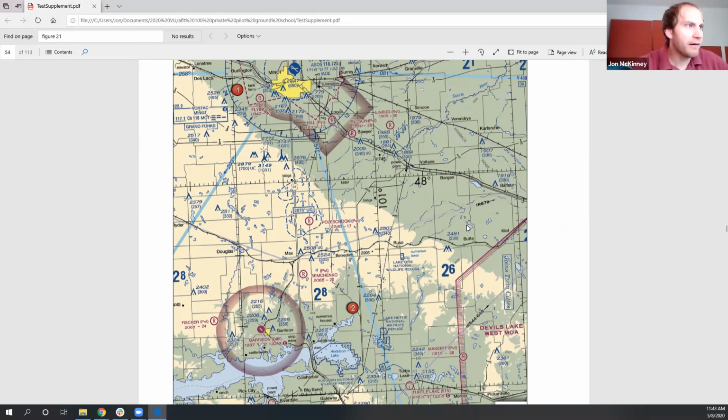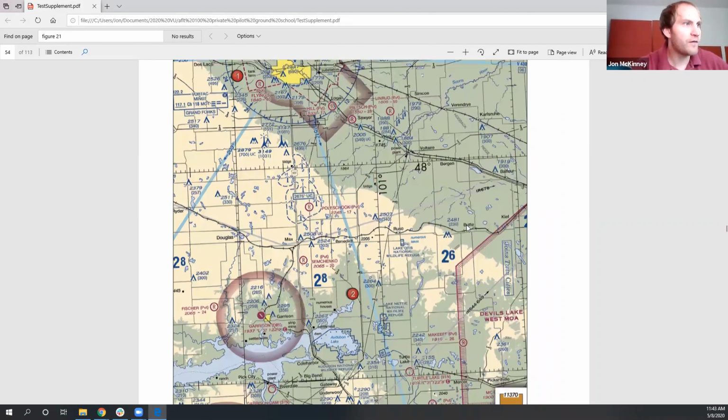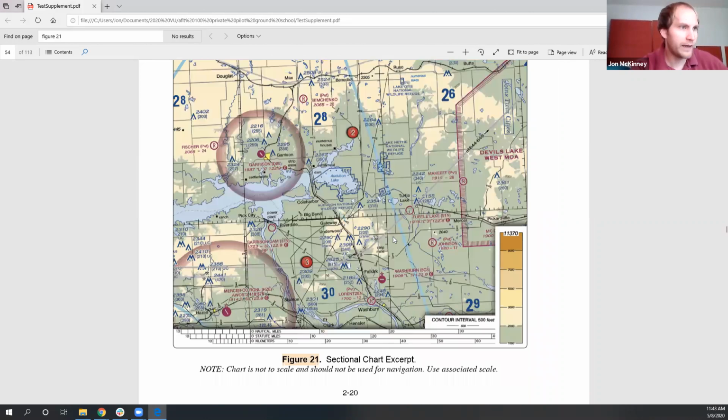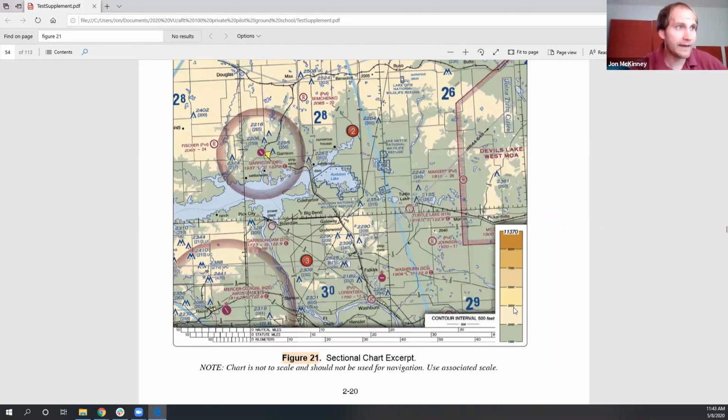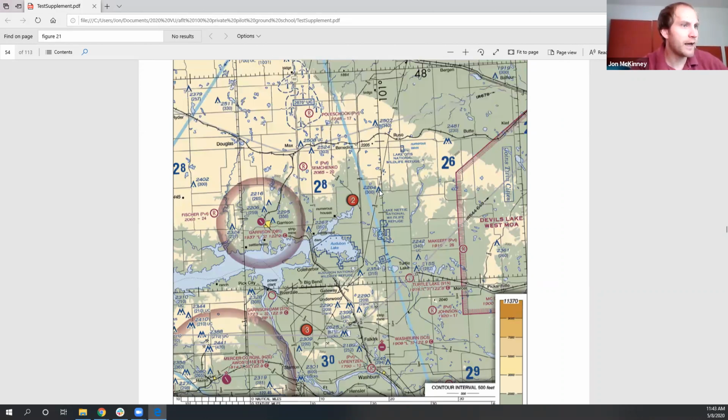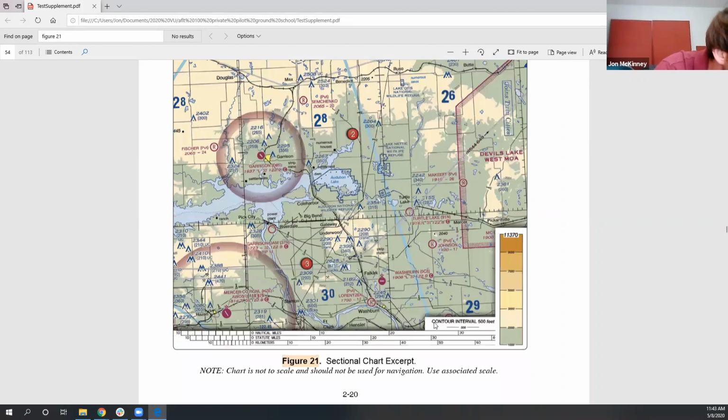But in this example, I don't even think it's that complicated. I think it's the fact that this light tan area is between 2,000 and 3,000. That's my answer. But it's just kind of tricky because we don't see the answer right here. Look at this. Contour interval, 500 feet. So on this particular chart, if they ever draw an extra line in there, like I was pointing out to you, that extra contour interval would be worth 500 more feet on this sectional excerpt.